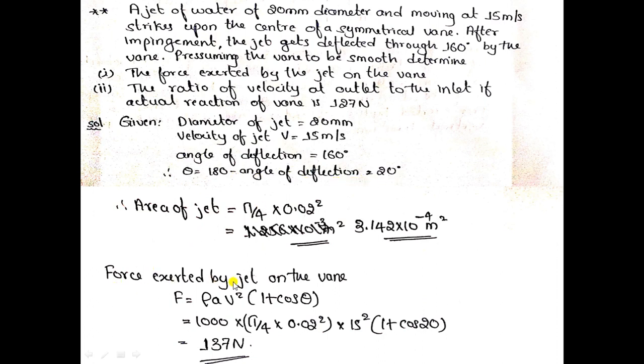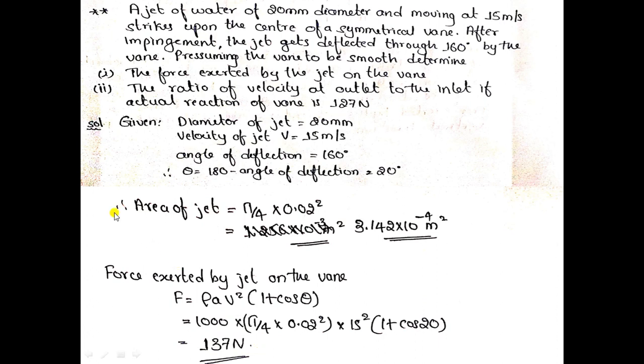Now, force exerted by the jet on the vane will be F equals rho a v square into 1 plus cos theta. Now, if we substitute the values, we are getting the force exerted as 137 Newton. So when you compare this value with this value, that is 127, we can come to know that in case 2, the force is less as compared to the theoretical value, which means while the jet is moving over the vane, there is certain loss of energy or there is certain reduction in velocity.